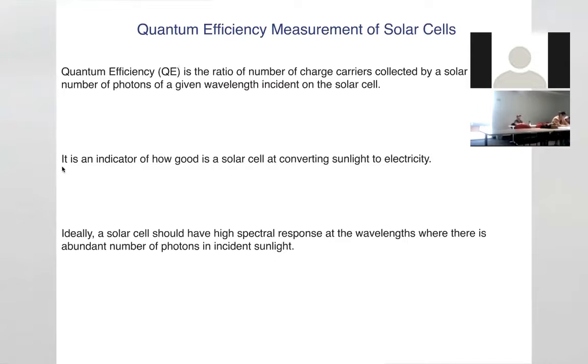Okay. So in other words, it is an indicator of how good a solar cell is at converting sunlight to electricity, which is of course a current. Okay, we don't worry about the voltage in this particular case. We are going to assume that we are working at the optimal voltage.